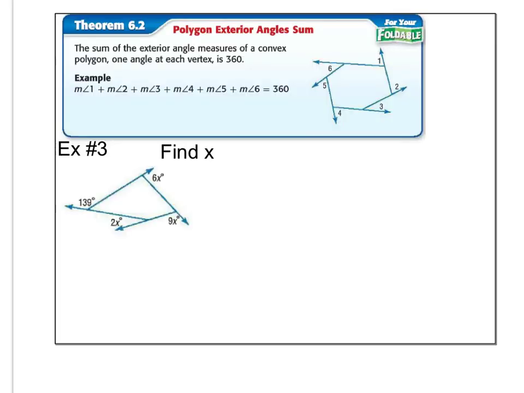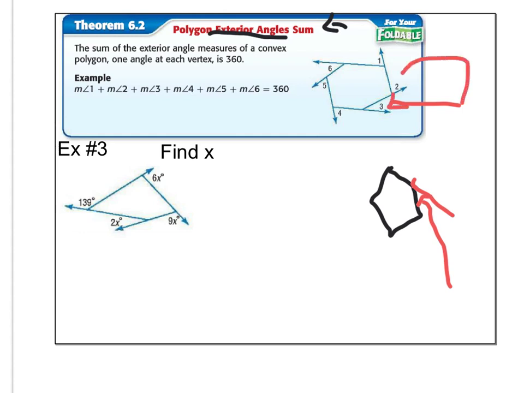Last question deals with a new theorem. It's called the polygon exterior angle sum. To do exterior angles, let's say I had a pentagon. I don't have a pentagon in that picture, but let me make one. 5 sides. An exterior angle would be extending this side, and then that exterior angle would be right there. So for my picture here, each one of those is an exterior angle.